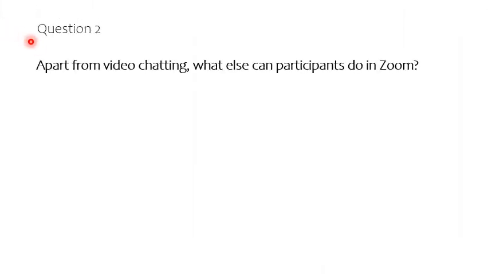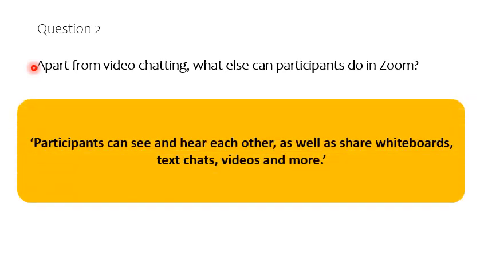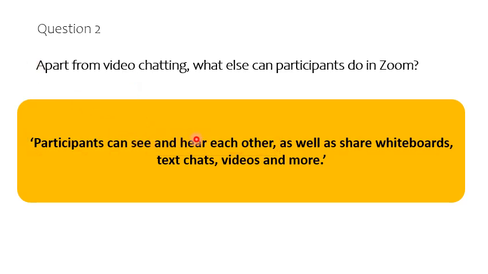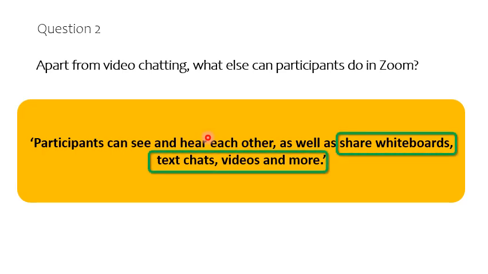Question 2. Apart from video chatting, what else can participants do in Zoom? Here's the extract, and we can see that the video chatting is mentioned here. They can see and hear each other. But what else can they do? Some people only said they can share whiteboards, but that's not enough for Cambridge, is it? Because it mentions they can share whiteboards, and they can have text chats, and watch videos together or share videos, and more. So your answer should contain all of this.